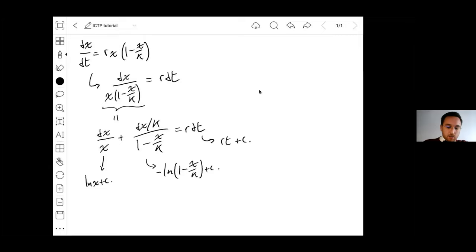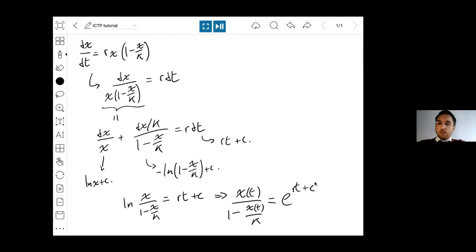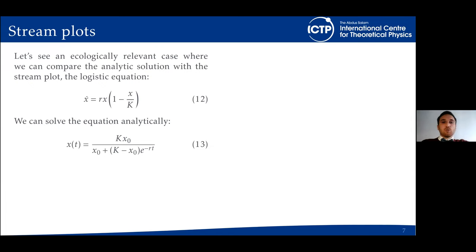So in the end, we can rewrite everything as the logarithm of x over 1 minus x over k equal to rt plus c, which basically means that x over 1 minus x over k is the exponential of rt plus c. Now, of course, we have to determine the value of this constant, so we can evaluate this expression for t equal to 0. By simply rearranging the expression that we get in this way, the final analytical solution of the logistic equation looks like this. This is the analytical solution, where x0 is, of course, the initial condition on x. Now, you see that here we have an exponential with a negative exponent, because remember that both r and k are positive parameters.